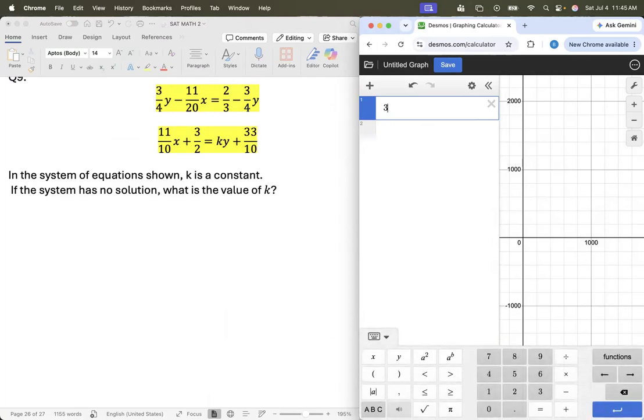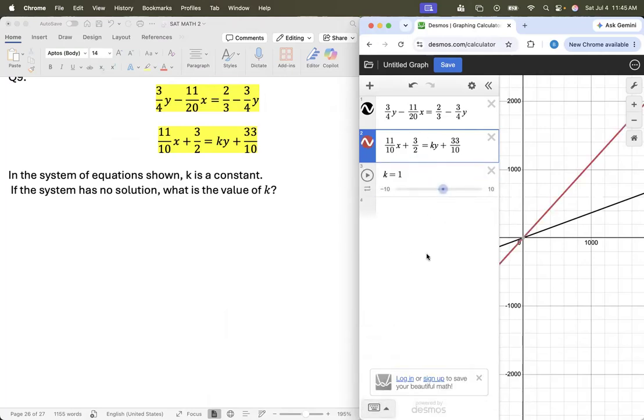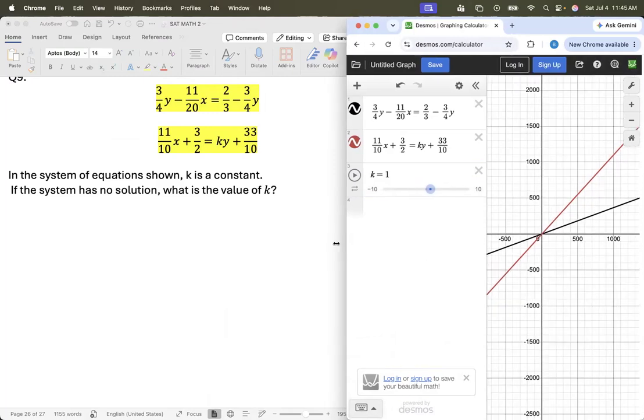So I'm going to put it the same way it's written: Y minus 1120. You just have to be careful. 2/3, 3/4 Y. And the next one, 1110 X plus 3/2 is equal to K Y plus 3310. Right? And we need to get a slider for K. And they say the system has no solution.